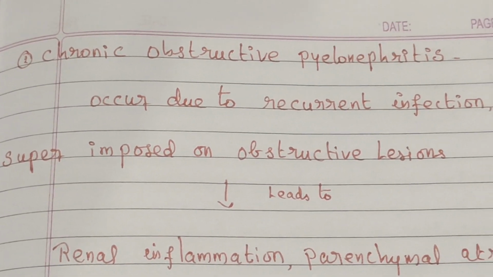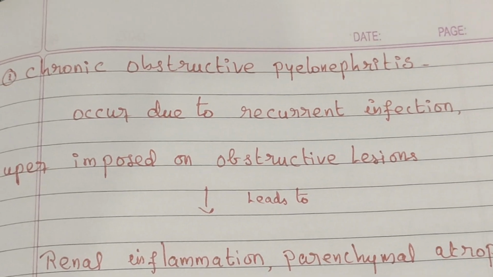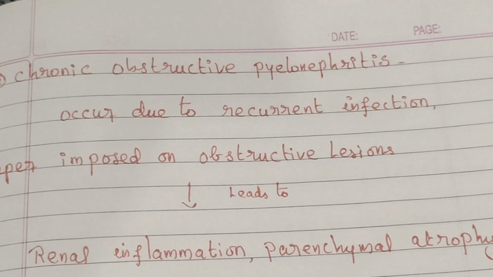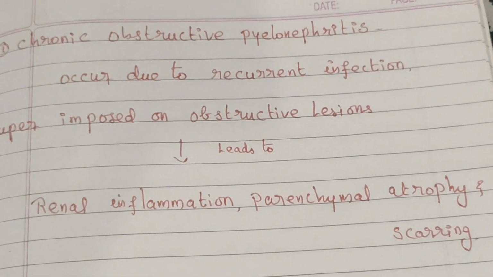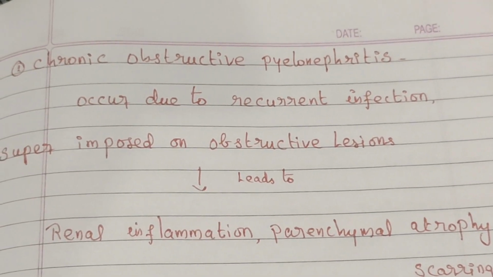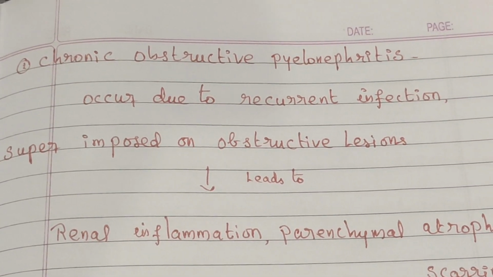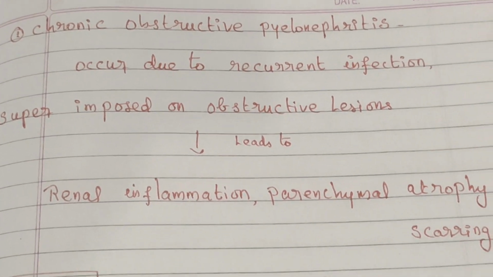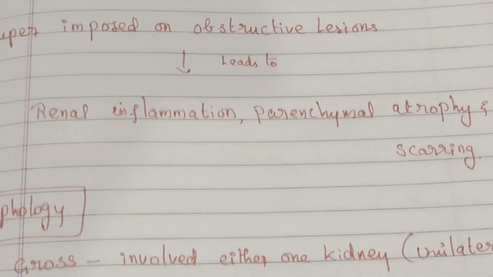The second cause is chronic obstructive pyelonephritis. This occurs due to recurrent infection superimposed on an obstructive lesion, which leads to renal inflammation, parenchymal atrophy and scarring.